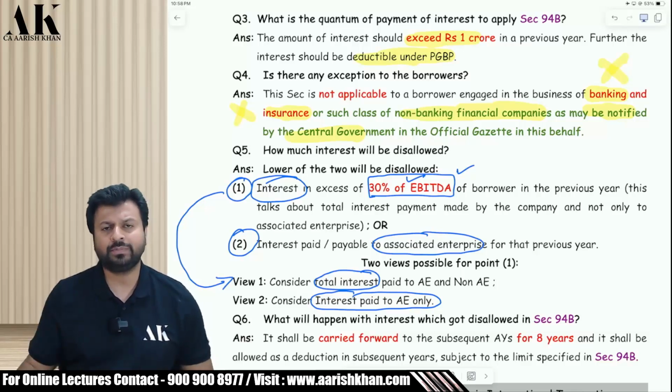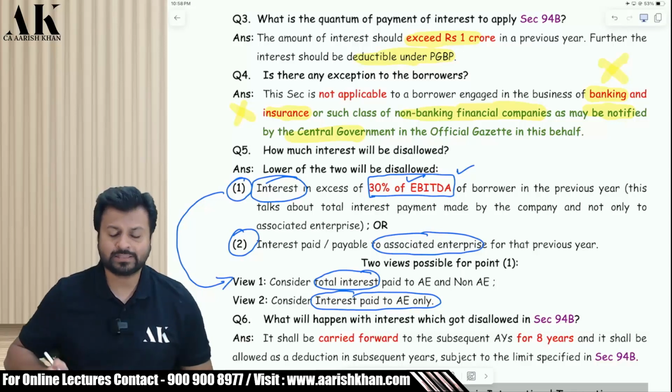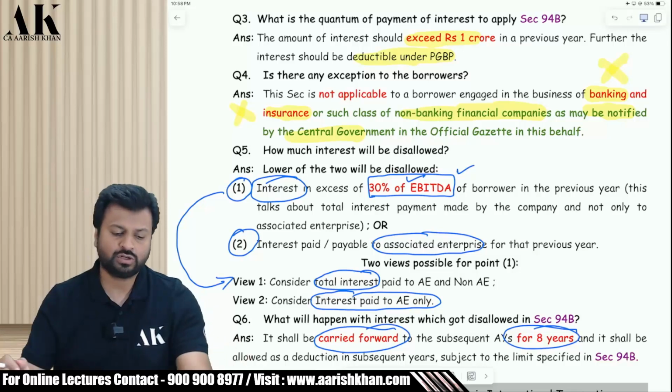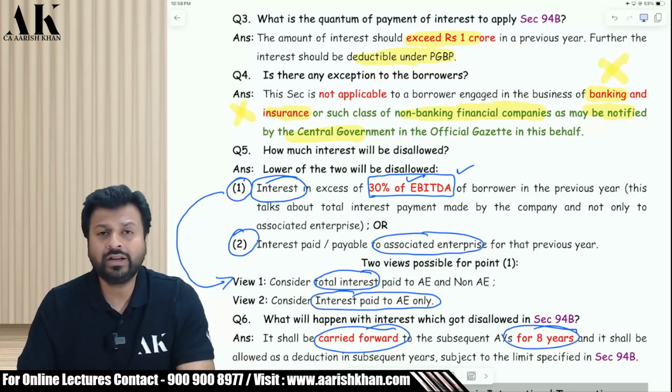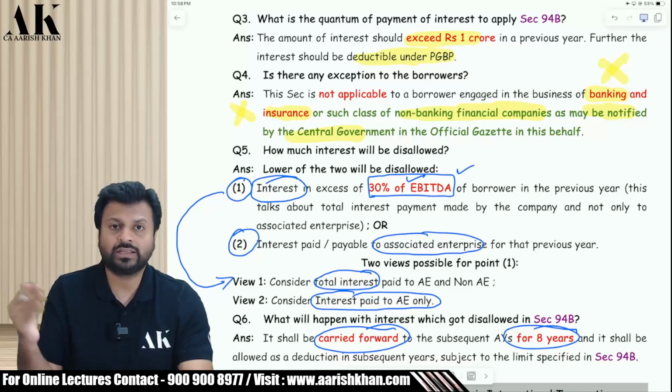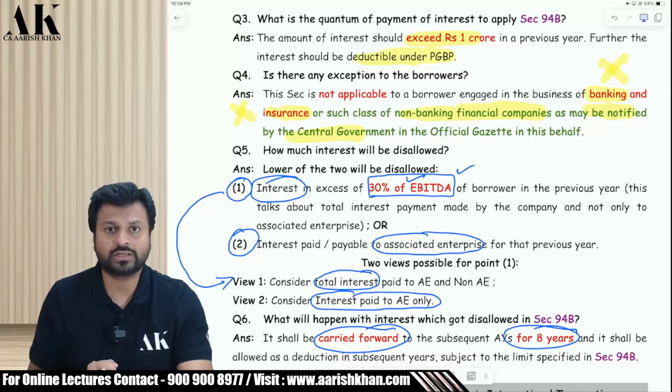Don't worry, it is not a permanent disallowance, it is a temporary disallowance that will be allowed to be carried forward for 8 years, and you can take the deduction of that in the subsequent years. Whatever interest is disallowed under 94B will be allowed as a deduction in the subsequent years. For 8 financial years, you can carry forward and set off that. I hope it is clear to all of you.